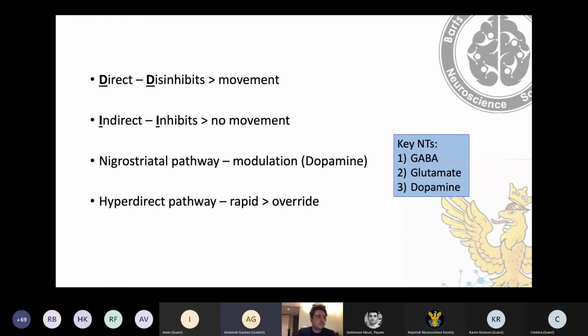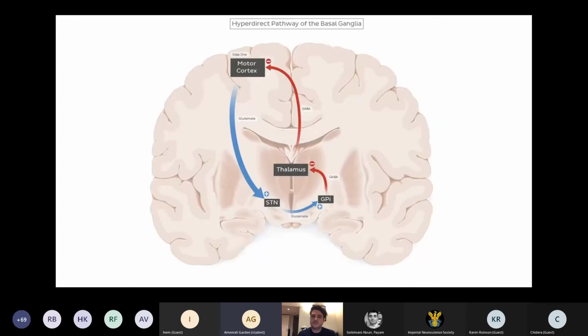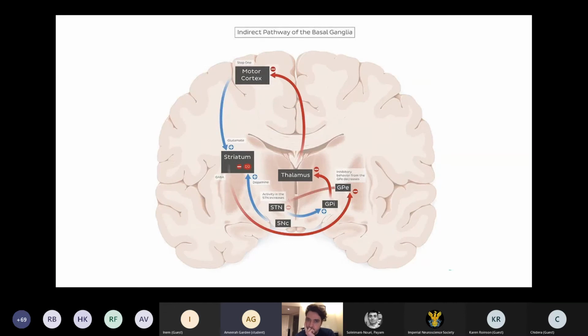I am mostly with you so far, but can I just check? So the indirect pathway can be both inhibitory and excitatory, but does that depend on whether or not dopamine is involved? I'm a little bit confused as to how it's indirect and how it's inhibitory and how it's excitatory. What decides that? Yes, good question.